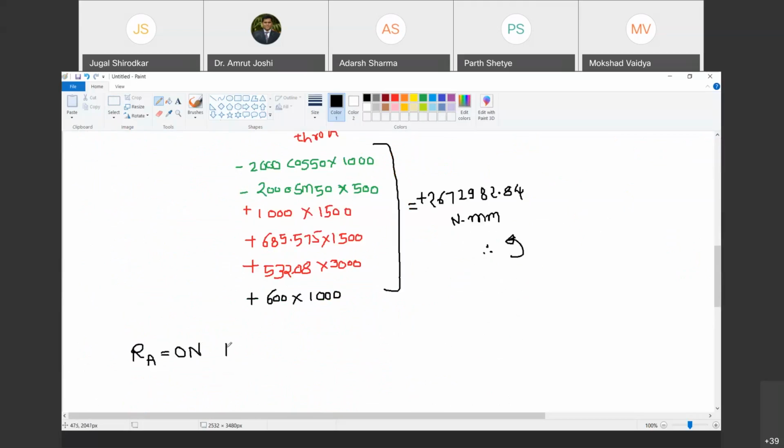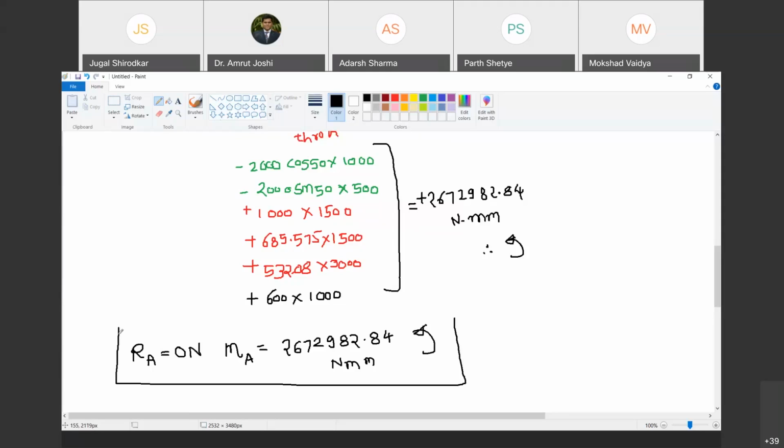Yes, sir. And moment resultant at A about Z axis, now that is understood, that is equal to how much? 2672982.84 Newton mm anti-clockwise. Are you with me? Yes, sir. This is the resultant. So you have to understand that this is the system where the system has only moment resultant, no force resultant.